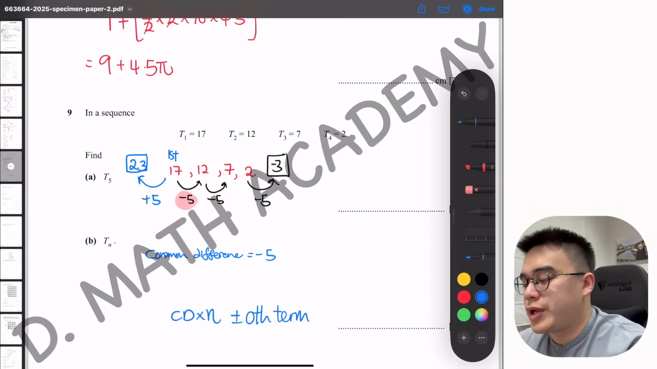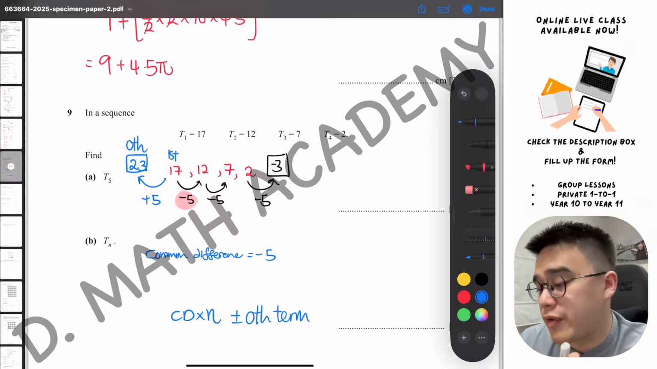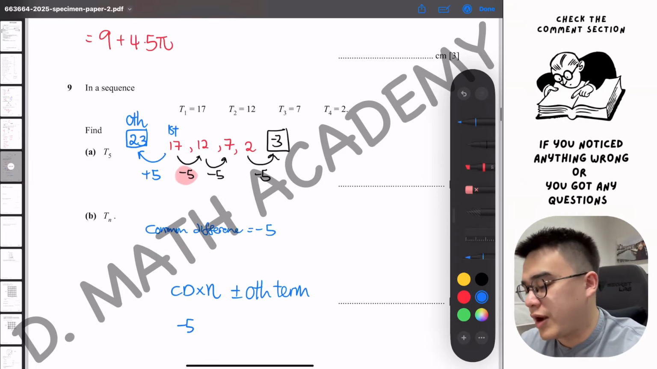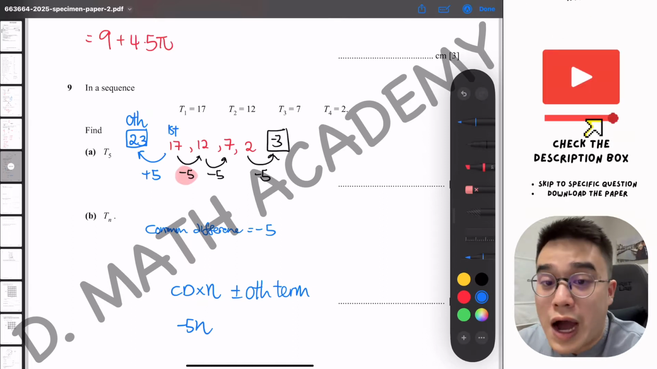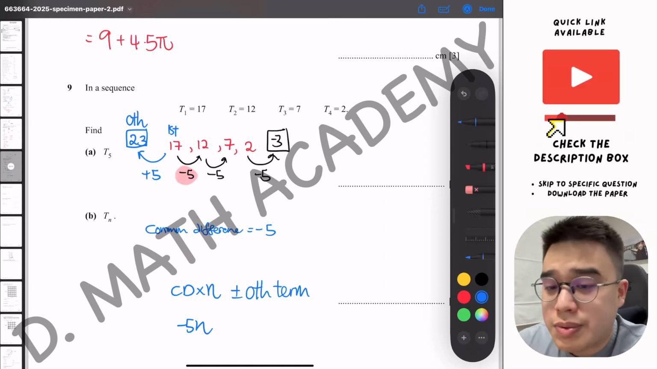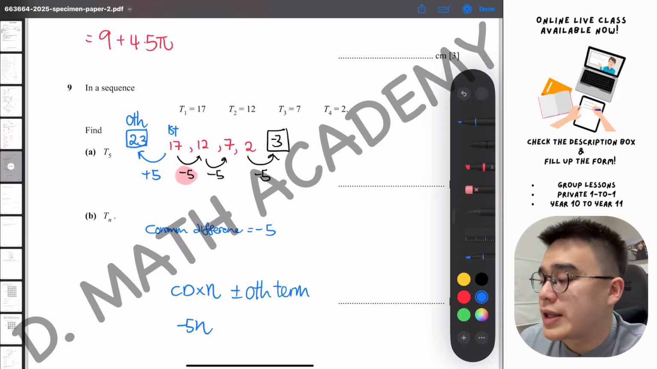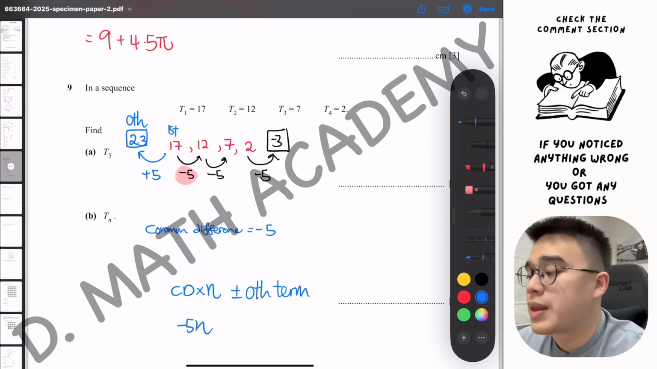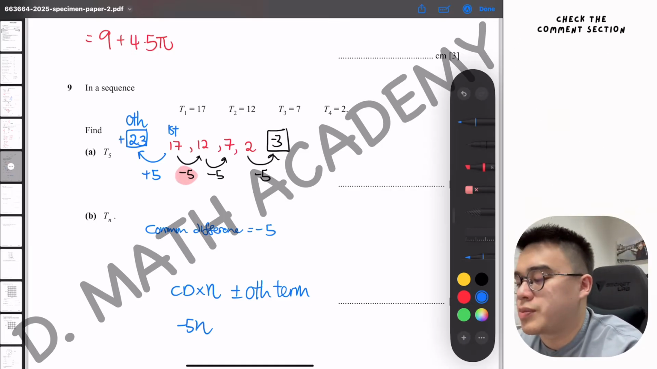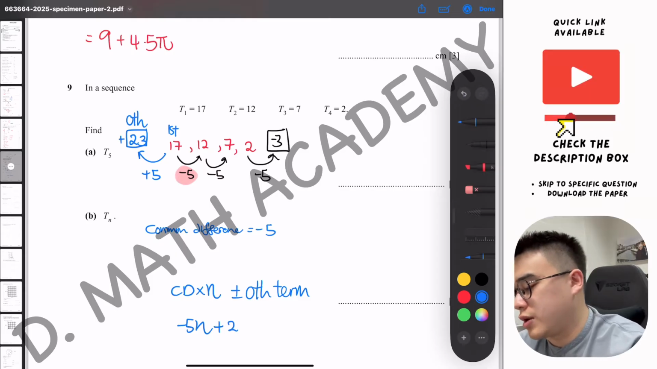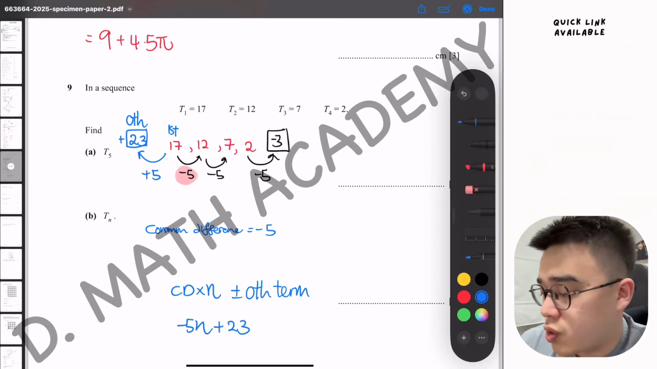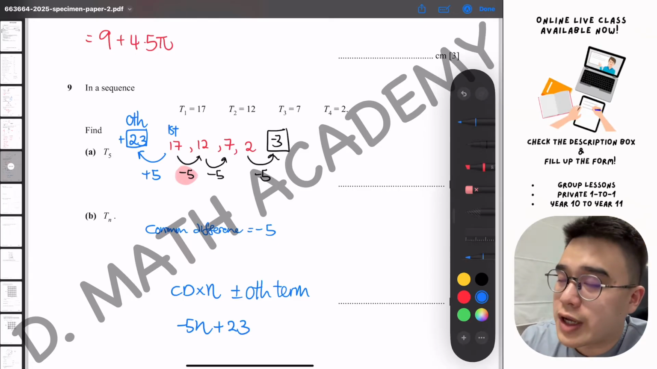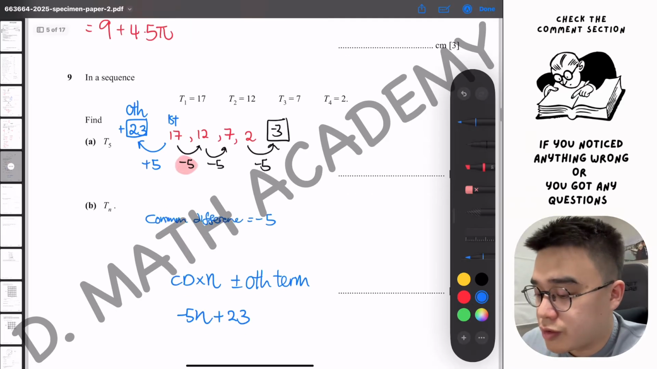So with this information, we found our common difference, we found our 0 term, and now you just have to piece it together, where you will get negative 5n plus 23. Students will ask again about the formula: why is it plus minus? It's actually serving as a reminder that you write plus or minus based on what you get from your 0th term. Over here, the 0 term turns out to be a positive number, so you just have to add a 23 back. I personally find this way faster, and I don't have to go and memorize the formula. So this is how you do question 9.